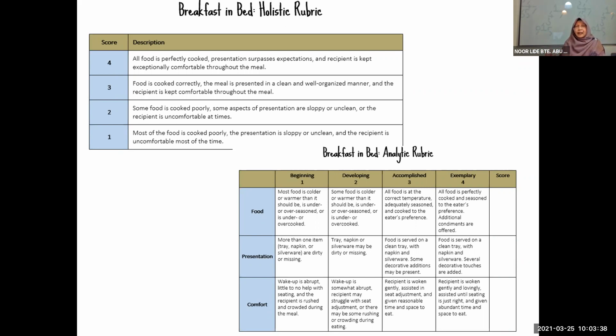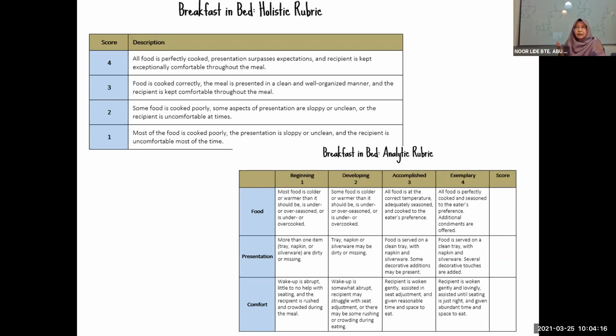And then you will have to decide whether I should give a 4 or a 3. If I give a 3, but the meal is cooked correctly and well presented, it's just that it was not comfortable for the recipient, do I put it at 3.5? But on the scale, there is no 3.5. If you have more than one rater, more than one examiner, it's going to cause problems because different examiners are going to interpret this differently. So the choice is not a holistic rubric, but an analytic rubric.